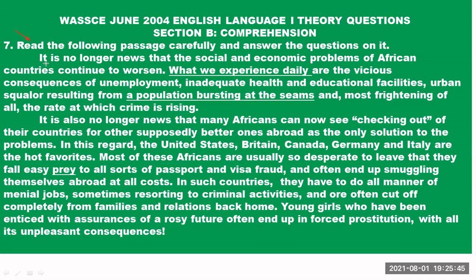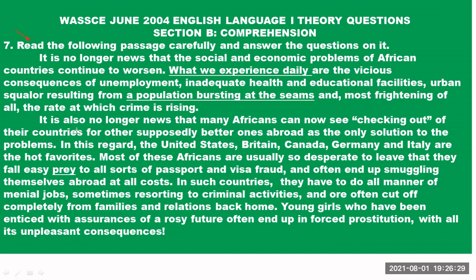Now let's read the passage. It is no longer news that the social and economic problems of African countries continue to worsen. What we experience daily are vicious consequences of unemployment, inadequate health and educational facilities, urban squalor resulting from population bursting at the seams, and most frightening of all, the rate at which crime is rising. Now, this first paragraph is giving us insights into the problems confronting African countries.